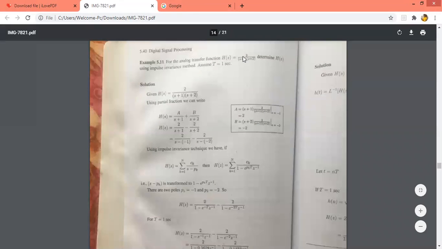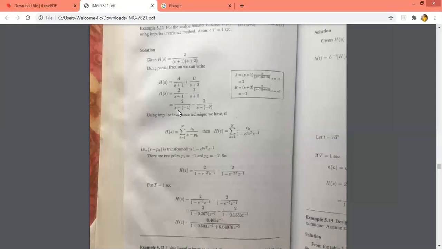Now we see the problems. Here H of s is given, the analog filter is given directly, and the T value is also given, T is equal to 1 second. Now we have to design the digital filter using the impulse invariant method. What we have discussed, the first step: after finding the analog filter, write the filter in partial fraction form, where each term should have only one pole. So write HA of s is A by s plus 1 plus B by s plus 2. Now find out A and B.